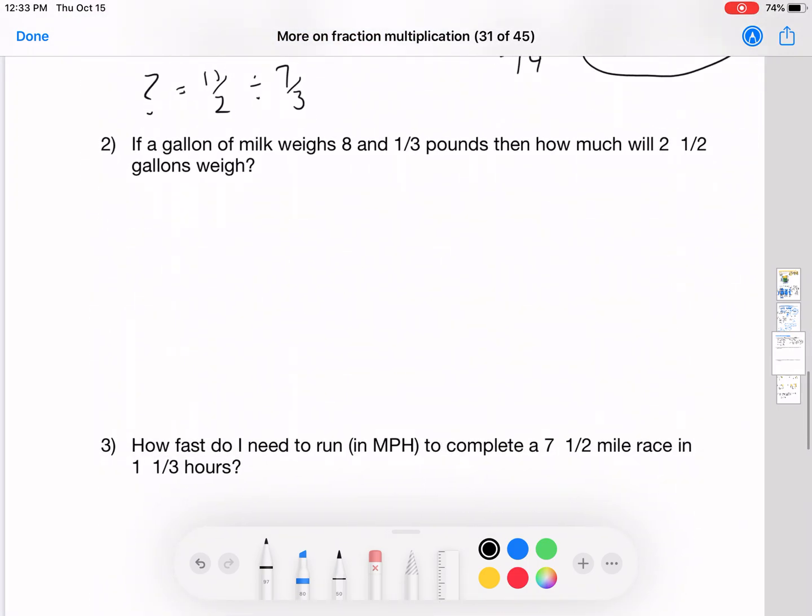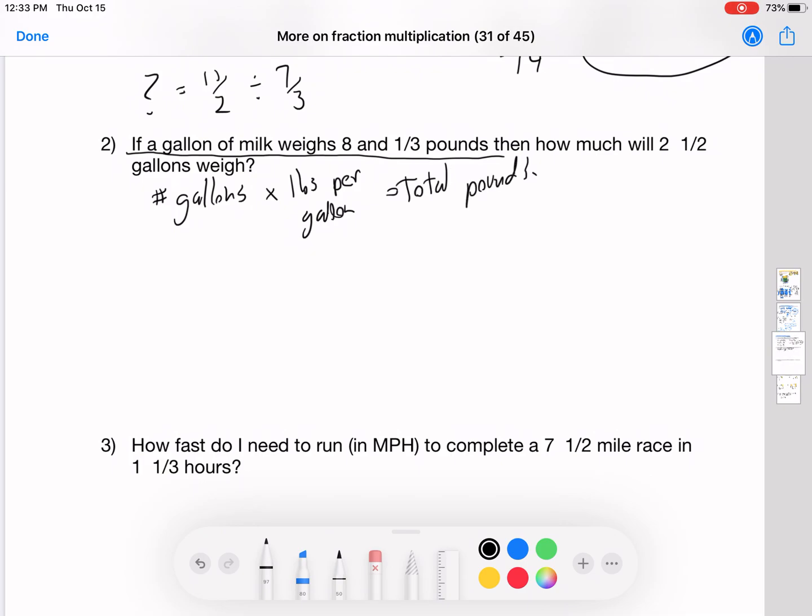All right. Next one says, if a gallon of milk weighs 8 1/3 pounds, then how much will 2.5 gallons weigh? So let's see. So this would be number of gallons, because they tell us the group size, right? A gallon weighs 8 1/3 pounds, times pounds per gallon equals total pounds. You have to be able to read a word problem to turn it into a correct number sentence.